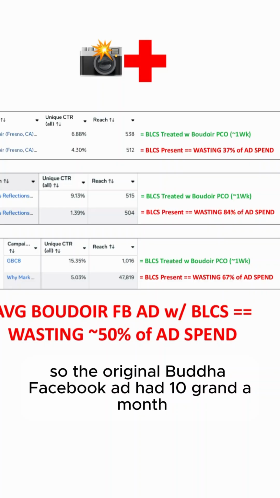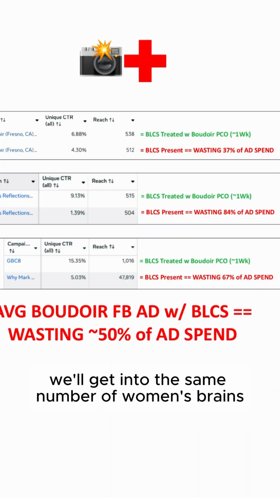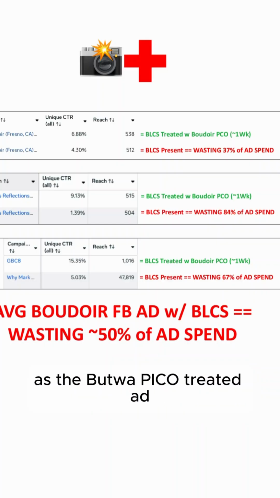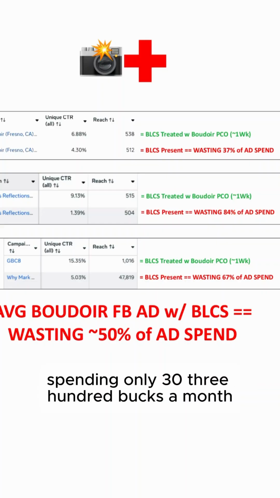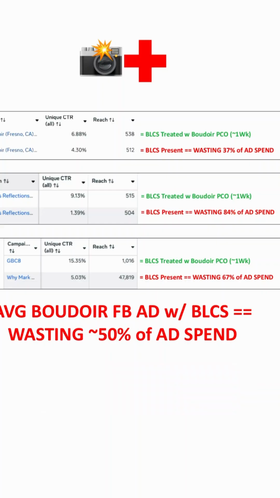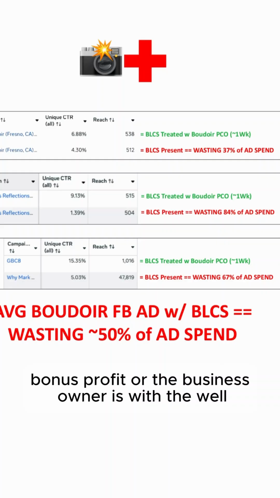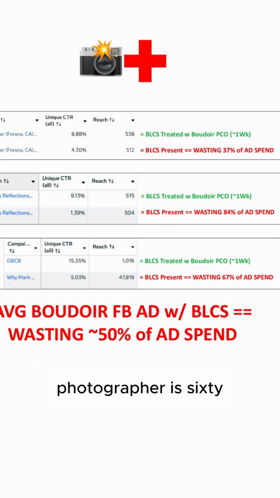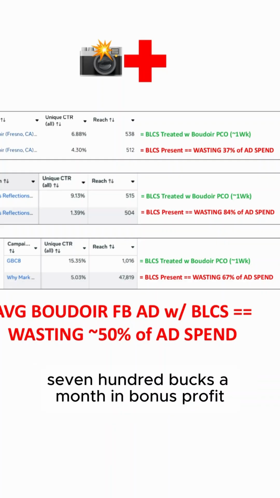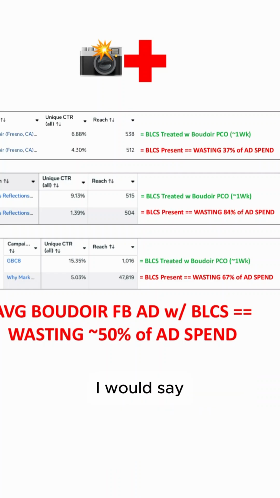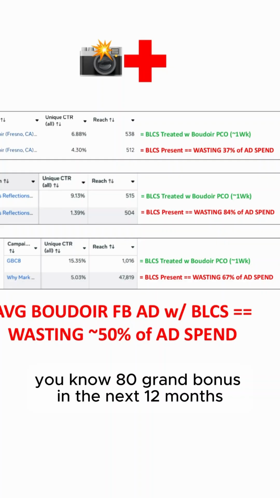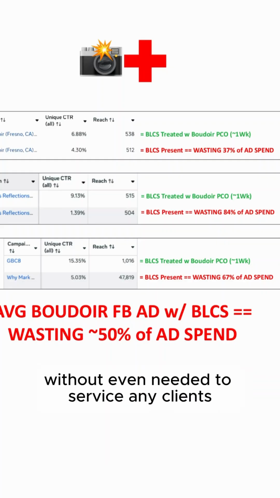So the original boudoir Facebook ad had 10 grand a month. We'll get the same number of women's brands as the boudoir Pico treated ad, spending only 3,300 bucks a month. So that whole difference, we're pocketing as bonus profit, or the business owner is, the boudoir photographer is, 6,700 bucks a month in bonus profit by simply not spending that money. I would say, 80 grand bonus in the next 12 months. So insanely good without even needing to service any clients.